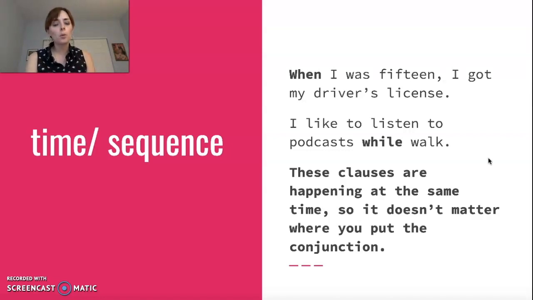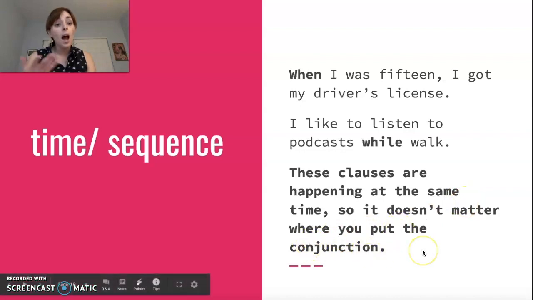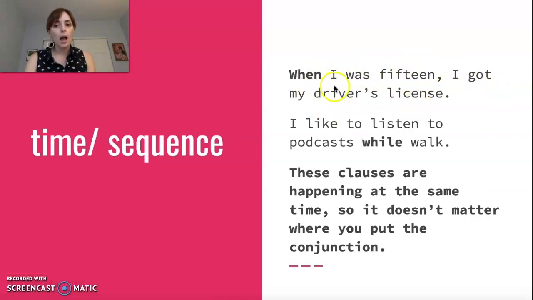Okay? Here's another one using while, which also means at the same time. So I like to listen to podcasts while I walk. I could also say while I walk, I like to listen to podcasts. So note that these clauses are happening at the same time, so it doesn't matter where you put the conjunction. I could also say, when I got my driver's license, I was 15. Because they happened at the same time, it doesn't matter which clause you put it in front of, okay?